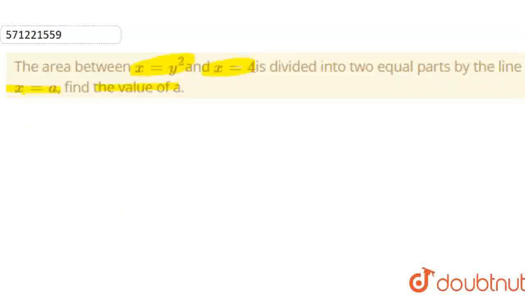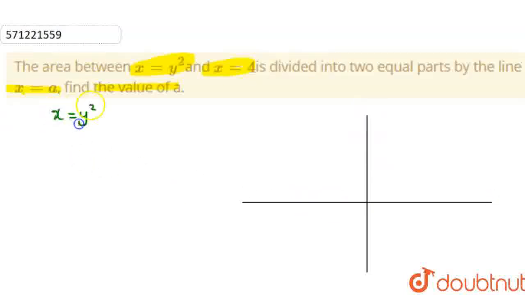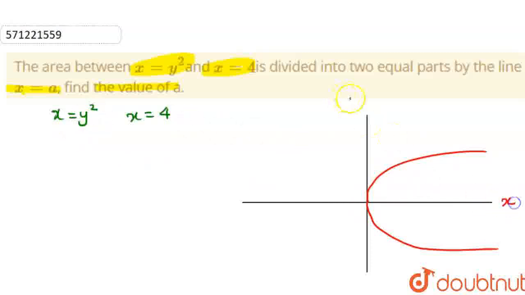So first of all we will make our coordinate axis. Let's say this is our coordinate axis, and the given curve equation is x equals y square and the line equation is x equals 4. So we know that this is the equation of a parabola, right? So the parabola will be like this for x equals y square. This is the x axis and this is the y axis, and x equals 4 will lie somewhere here.